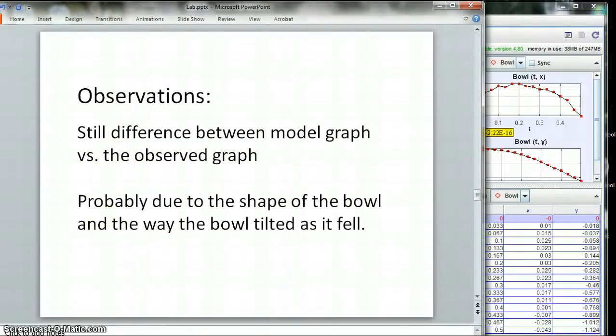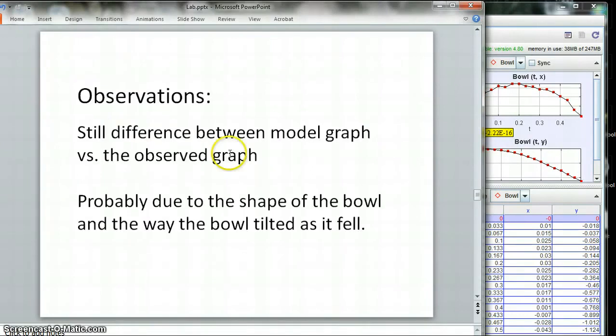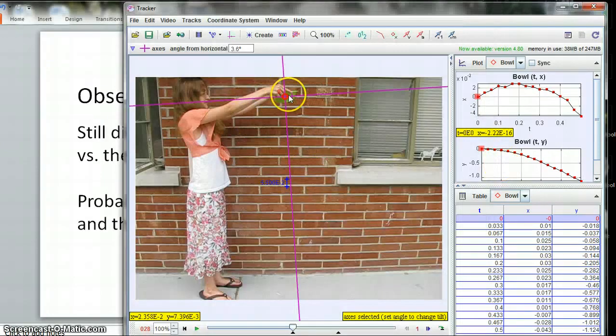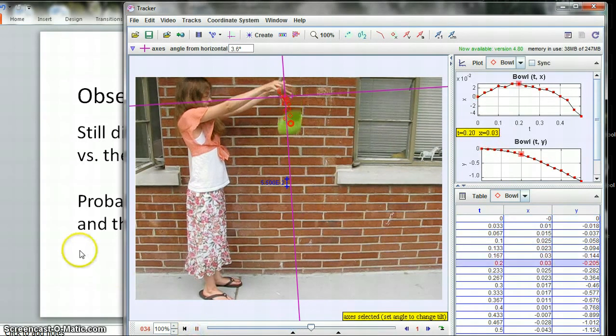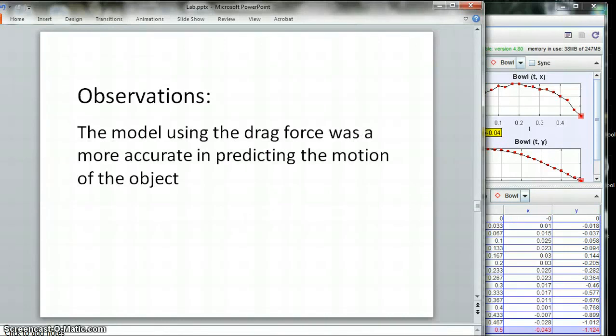There were still some differences in my observations versus the model here, but I think it's probably because the bowl was tilting around so much as it fell, and it didn't exactly match up with the y-coordinate axis the whole time. So that would account for the differences in the graphs. Also, my final observation was that using the drag force was a better predictor of the motion of the object than using just the weight force alone.